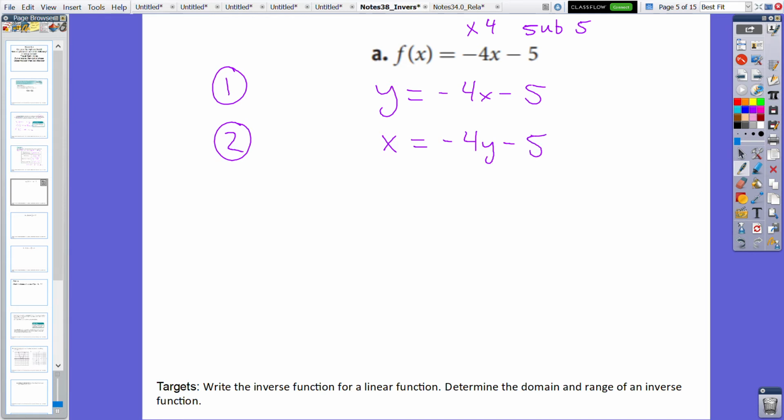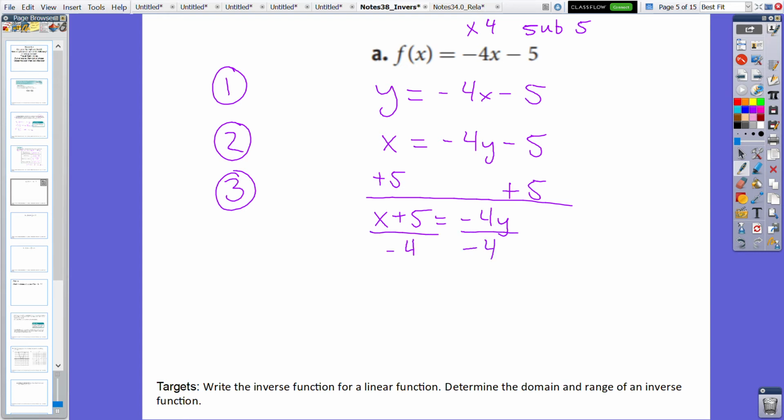And now I have to solve in step 3. I have to solve for y in terms of x. That gives me this right here. So we're going to start by adding 5 to both sides of the equal sign. That gives me x plus 5 equals negative 4y. And then I divide everything by negative 4. And I get this equation here. I'm going to switch the side that y is on. That gives me y is equal to the opposite of x plus 5 divided by 4. Okay, so once again, this negative right here. So then that means my last step is going to be just replacing y with f inverse.